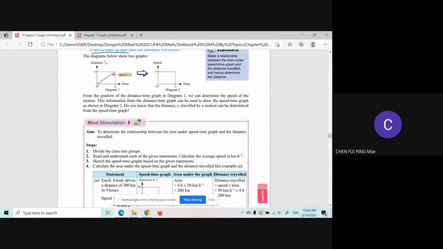Look at this one. The diagram below shows two graphs. One is the distance time graph. Here is distance, here is time. So the gradient refers to speed.